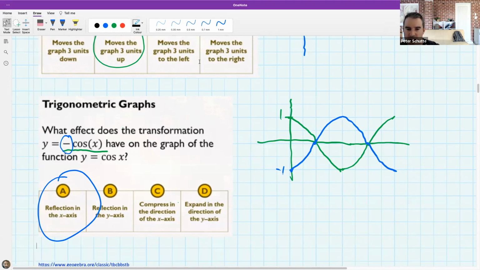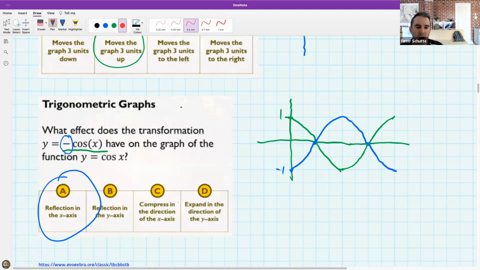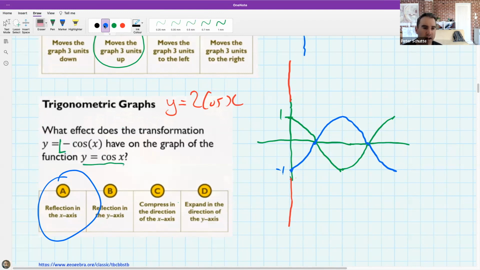Okay. Now, I want to be Mr. Teacher Man and throw a curveball at you. I want you to think about what the graph of y equals 2 cos x would look like. So I want you to take a moment and think. So far we've got the green one, which is y equals cos x. The blue one is the shifted one, or the changed one.